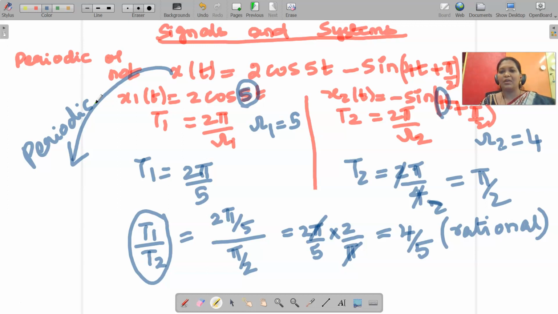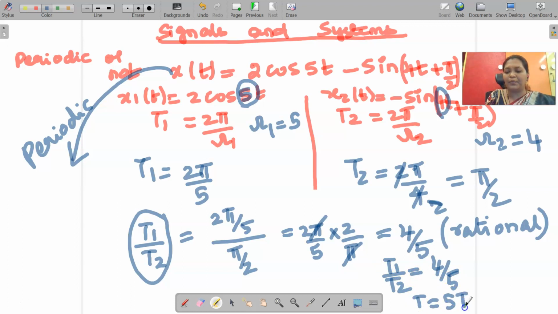Then what is your next step? We have determined that it is a periodic signal. If it is periodic, we have to find out the fundamental time period, capital T. Here, to find out the fundamental time period, we know that T1 by T2 is nothing but 4 by 5. Just cross multiply these two values, that is nothing but your fundamental time period. So I can write capital T, the fundamental time period, is 5 into T1, or I can write 4 into T2. Both are possible.